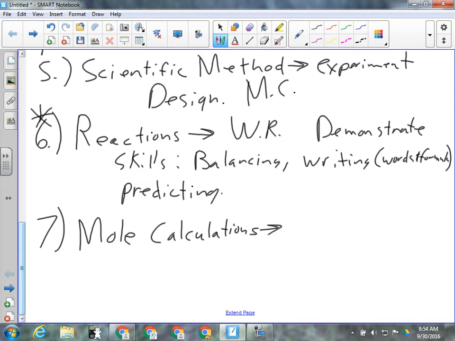Last thing is mole calculations. I know we just started that the other day, but we still have Monday and Tuesday to work on that. I think I will likely have time to go over a few more mole examples today. That was kind of my plan, if you guys didn't have a lot of questions, I would go over a few more.